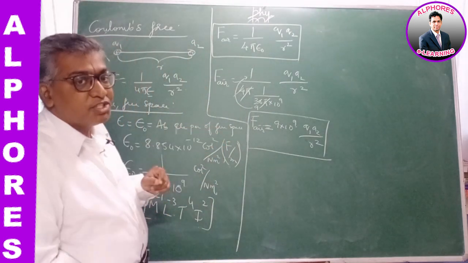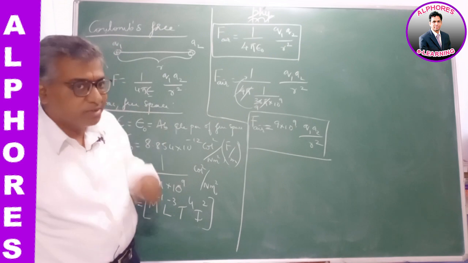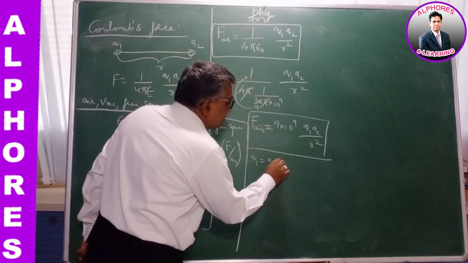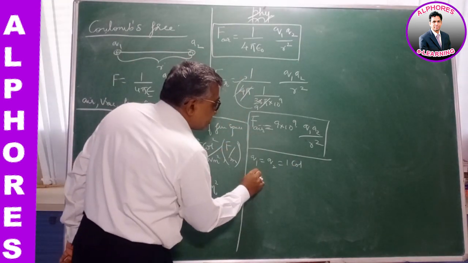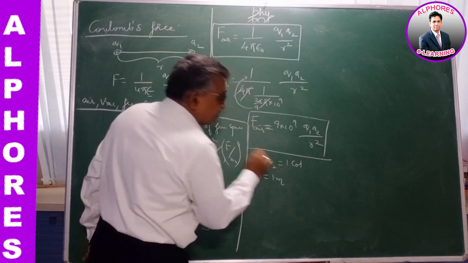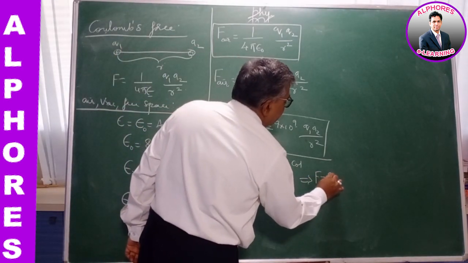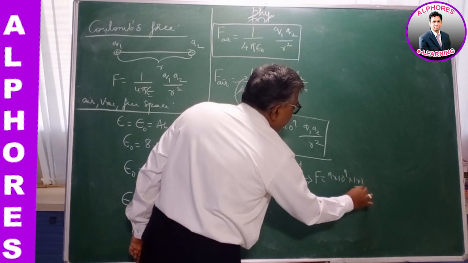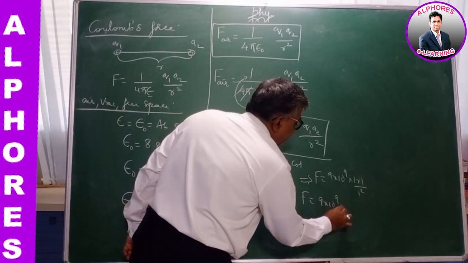Now, from this you can get the definition for 1 coulomb. Let Q1 is equal to Q2 is equal to 1 coulomb, and let these charges be separated by a distance of 1 meter. Then substituting, we get F is equal to 9 into 10 power 9, 1 into 1 by 1 square. So the force F is 9 into 10 power 9 Newton.